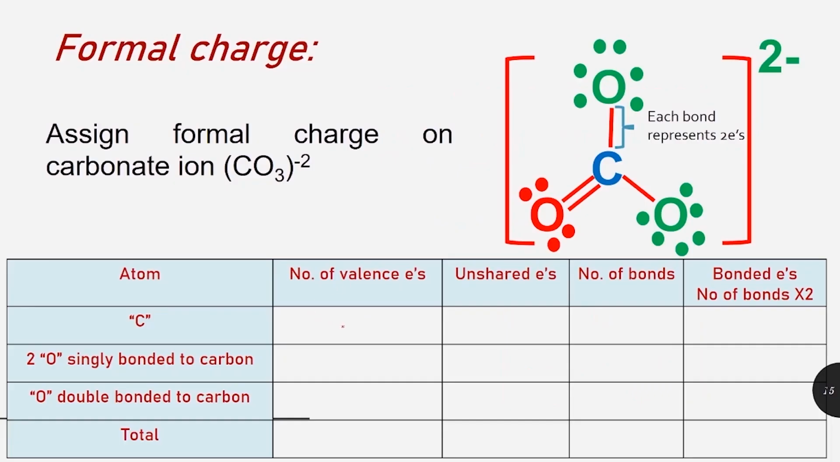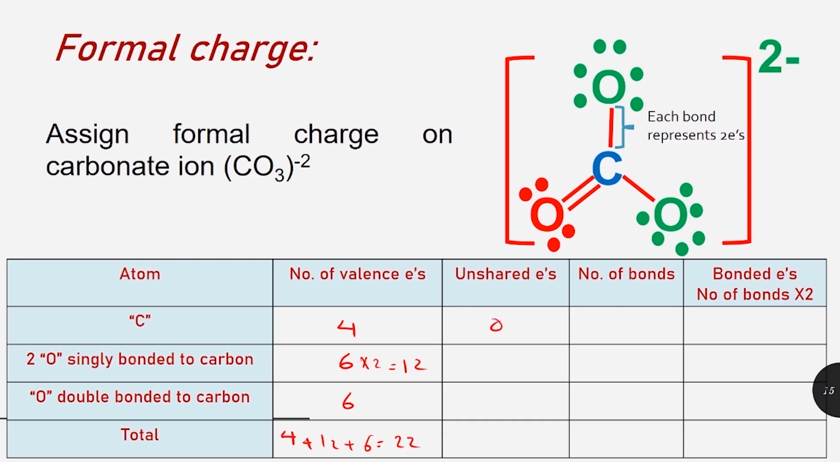First, we need to calculate the valence electrons of the carbonate ion. Carbon has 4 valence electrons. There are 2 oxygen atoms singly bonded with valence electrons equal to 6, so 6 multiplied by 2 equal to 12. Then the valence electrons of the doubly bonded oxygen atom, which is equal to 6 as well. The total number of valence electrons is equal to 4 plus 12 plus 6 equal to 22.